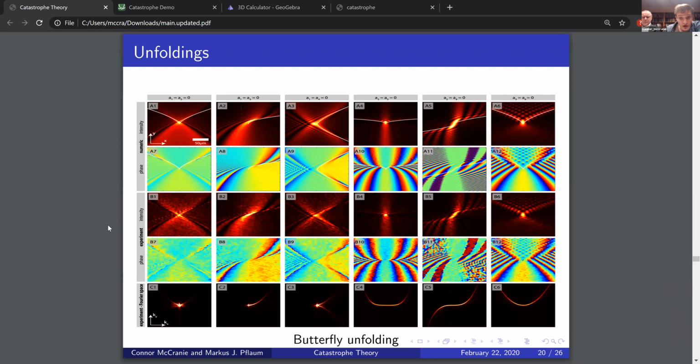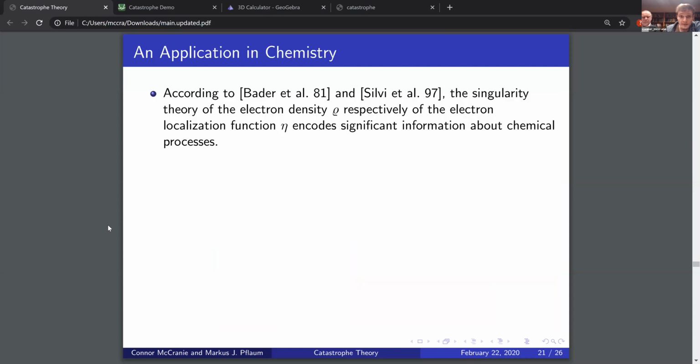Here we go, when you go to the butterfly unfolding, which is of x to the 6th, it's even higher dimensional, and so there are a lot more cross sections. But even still, the experiment matches the numeric results pretty accurately. And so now Markus is going to tell us a little bit about how catastrophe theory is going to help us for the Delta project and where it comes in for chemistry. So Markus. Yeah. Thank you, Connor.